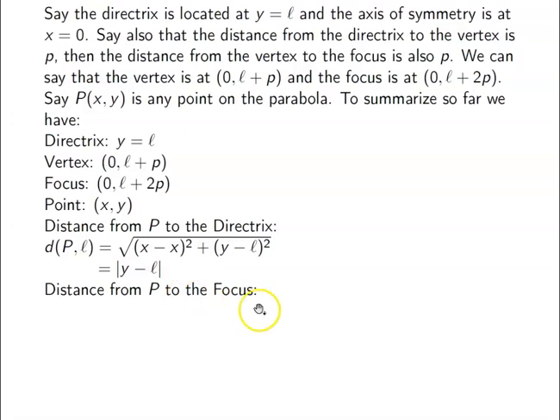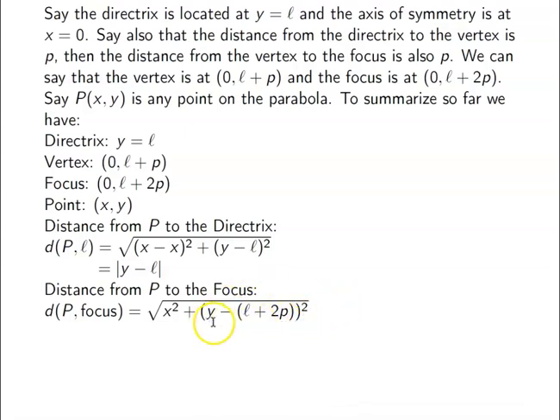The distance from P to my focus, so we're going to use the standard distance function. The distance from my point P to the focus is the difference in x values. Remember, my focus lies on the line of symmetry, which we're calling the y-axis. So I have a value of 0 for the focus. So I have x minus 0, the difference in x values squared, so just x squared. And then the difference in y values, so y minus L plus 2p, squaring the whole thing. So subtract the x's, square them, subtract the y's, square them, add that together, take the square root. So y minus L plus 2p.